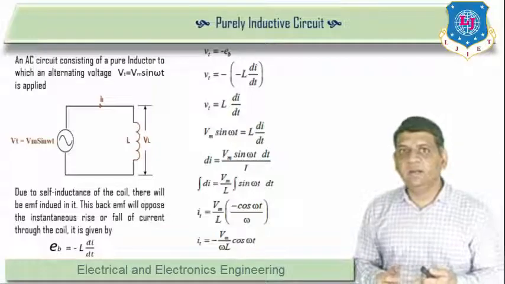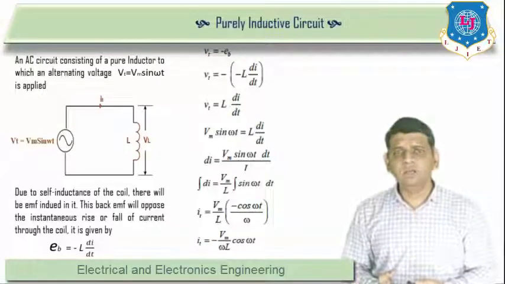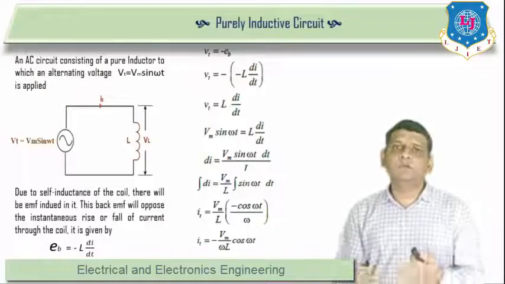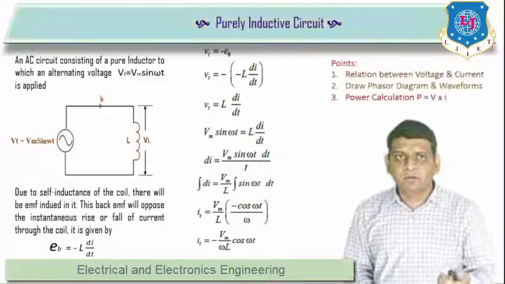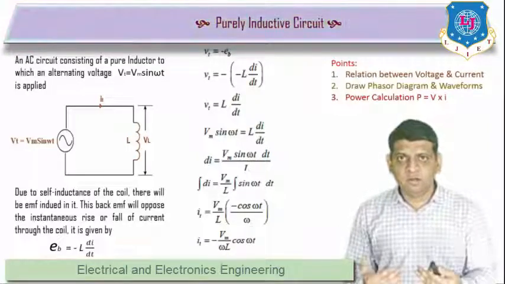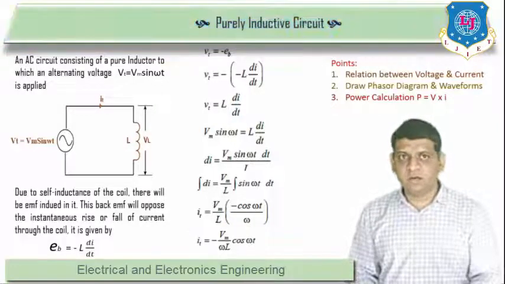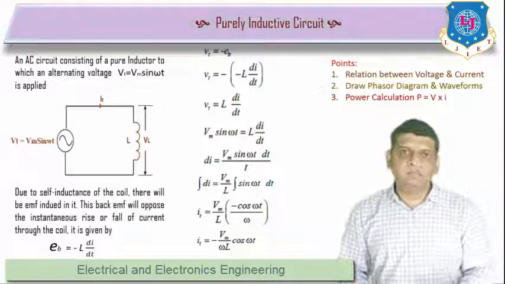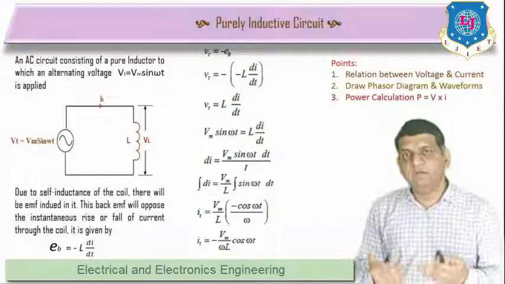You can see here the integration of di, because my job is to find the current. There are 3 points. The first point we define is the relation of voltage and current. Again, here you have to also define the phase difference between voltage and current. Then draw the waveform and phasor diagram, and the power calculation P is equal to V into I. Find the value of current.